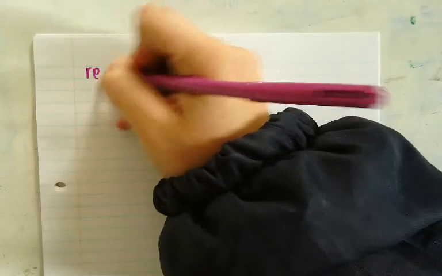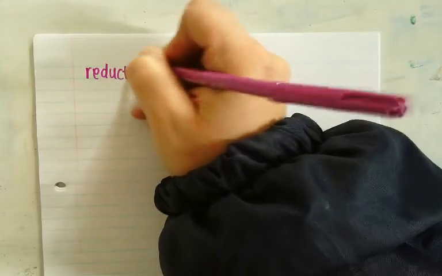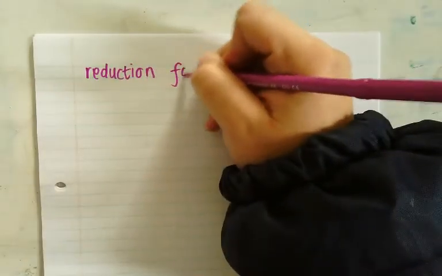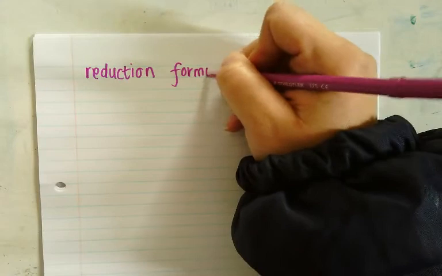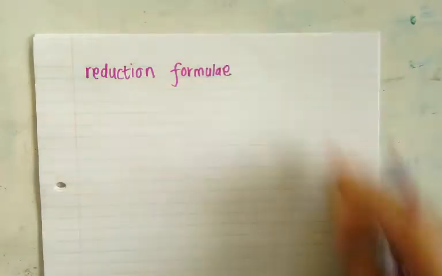It's better for our understanding to do reduction before special angles. Sorry, Jordan. Reduction formula. Well, formulae, because there's actually 4 of them.